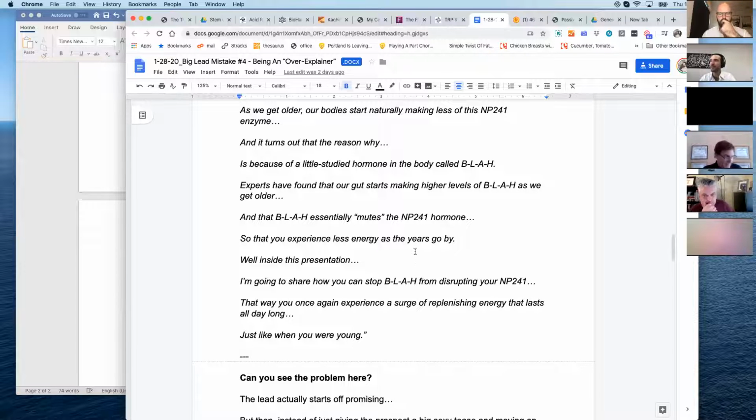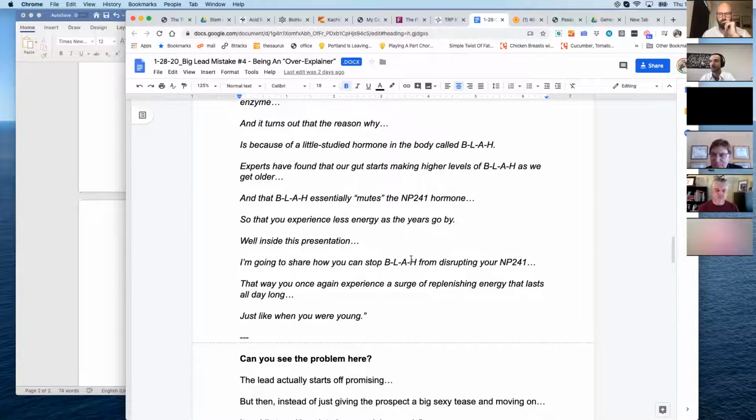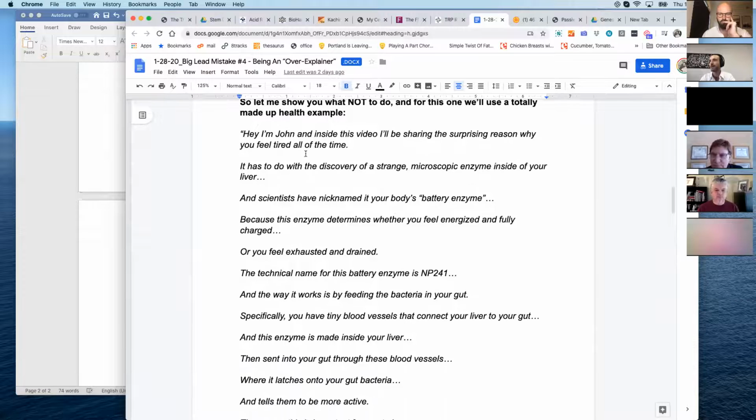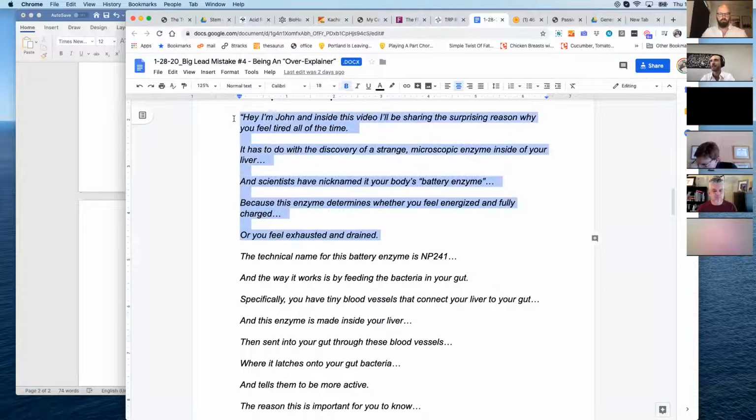I don't actually think the ellipses are as much of an issue, frankly. In fact, I know for a fact they're not a huge issue. But I think it actually starts off fine, right? With the surprising reason you're tired all the time. It has to do with the discovery of a strange microscopic enzyme inside of your liver. And scientists have nicknamed it your body's battery enzyme because this enzyme determines whether you feel fully energized and fully charged or you feel exhausted and drained. Yeah, I think overall this part's actually kind of fine.